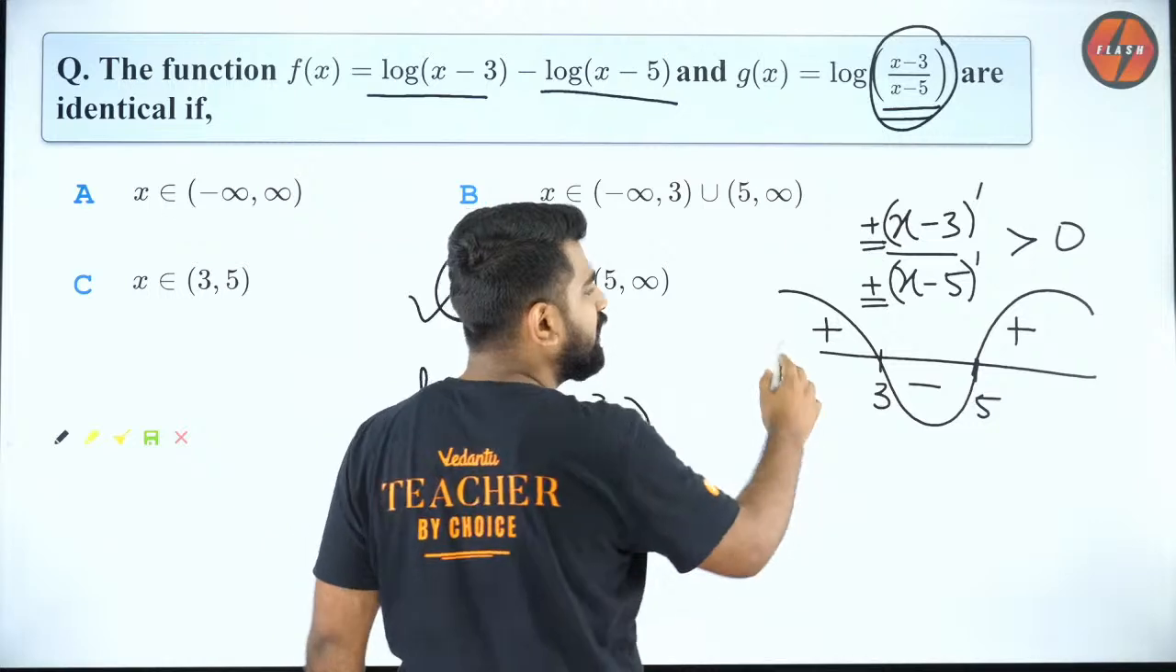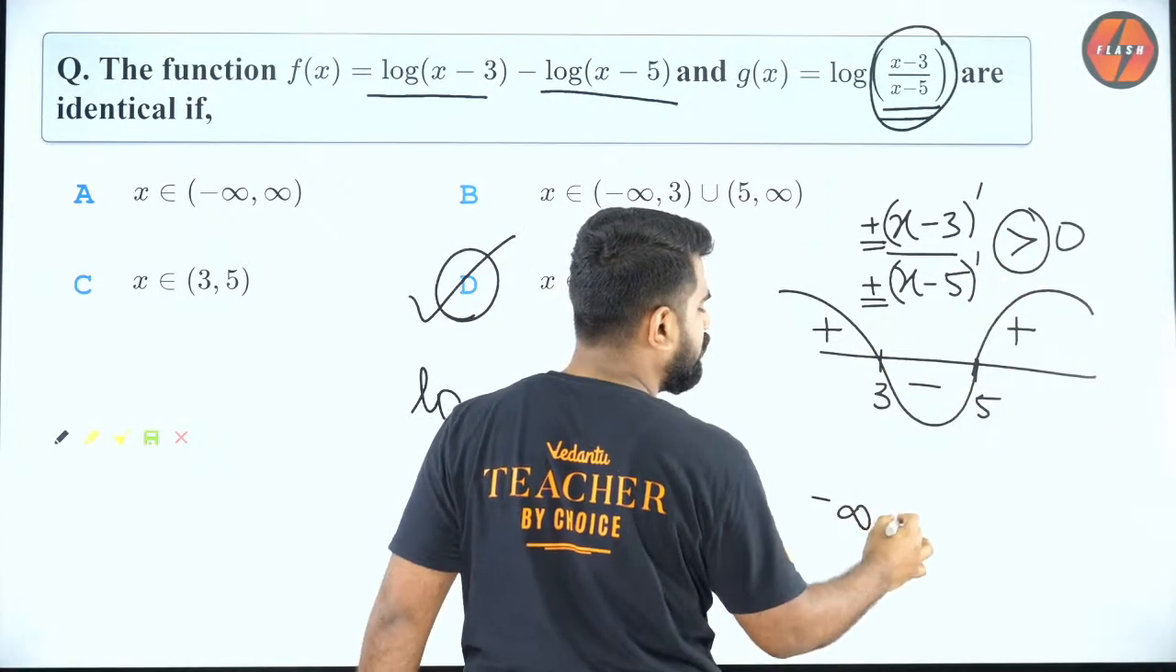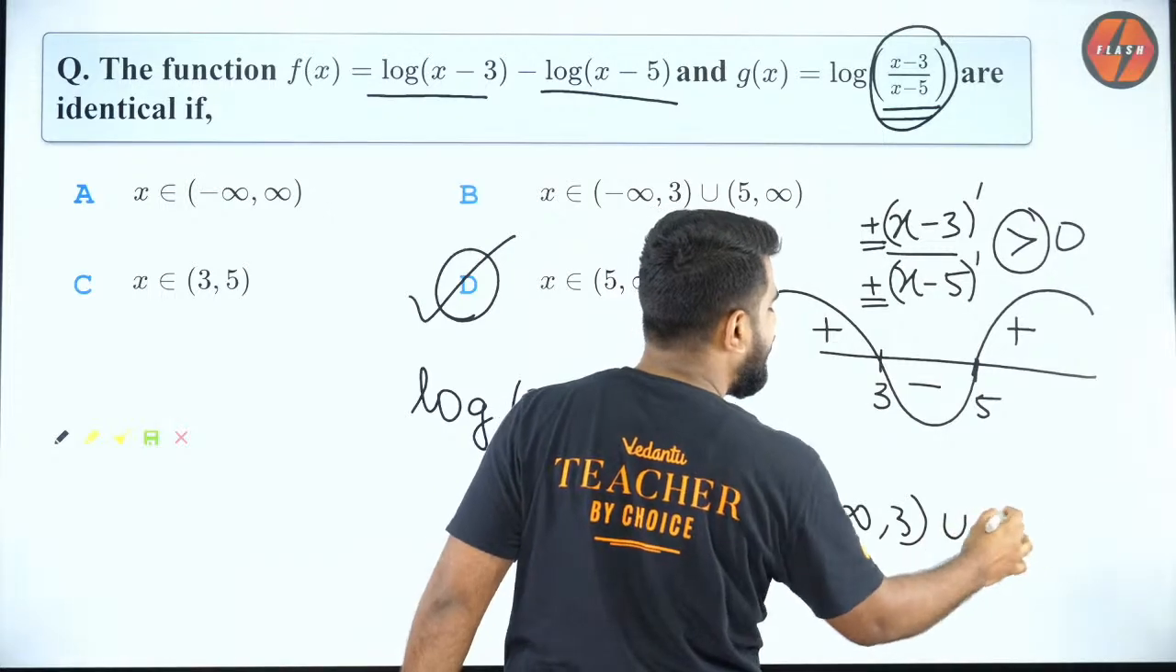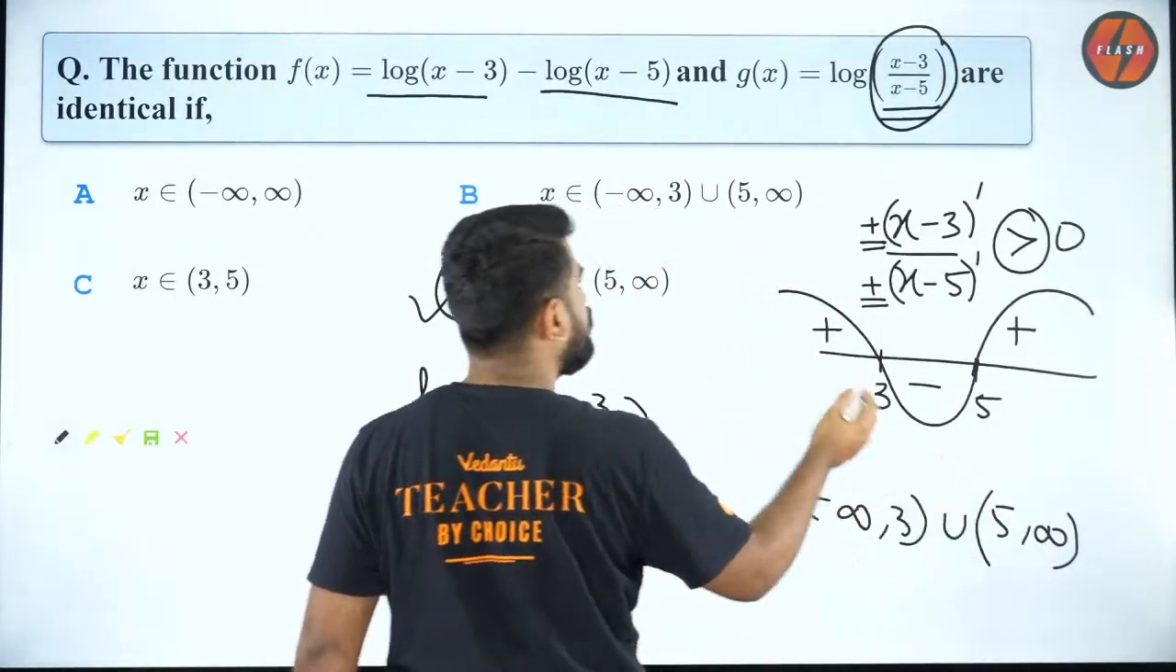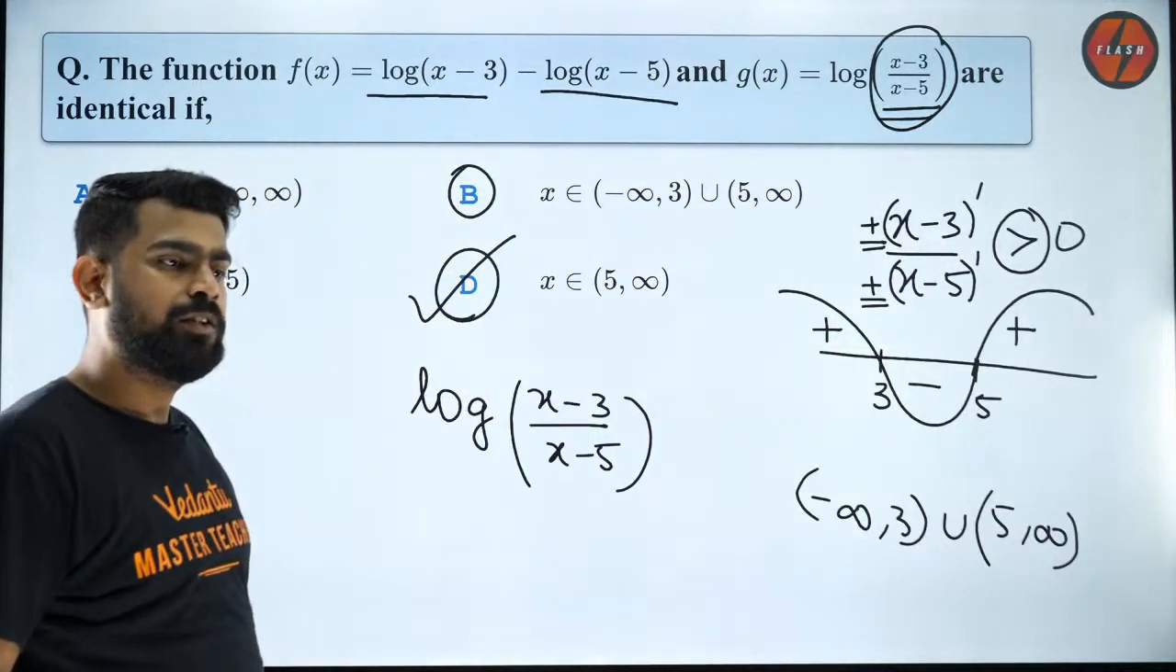So what is the greater part? We are looking for positive, right? So it's going to be minus infinity to 3 union 5 to infinity. So guys, shouldn't B be the answer? Why is it option D?